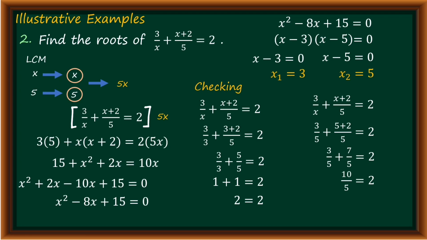10 divided by 5 is equal to 2. So 2 is equal to 2. This means that 5 also satisfies our original equation. Therefore, the solutions are 3 and 5.